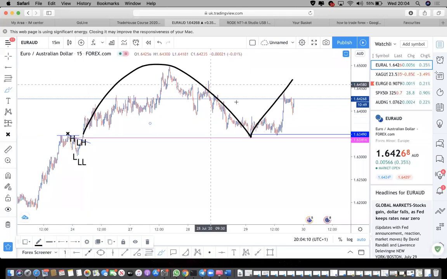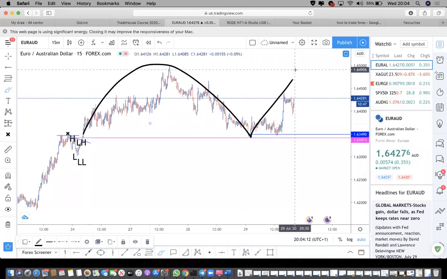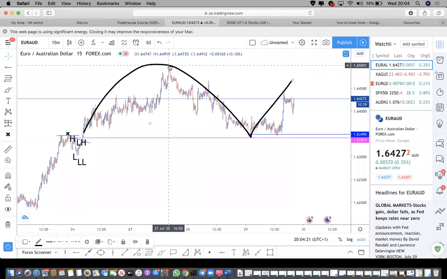What is this? A teacup and a handle. You're dead. Don't be dead yet. This is just the beginning, guys.